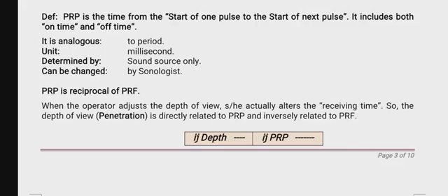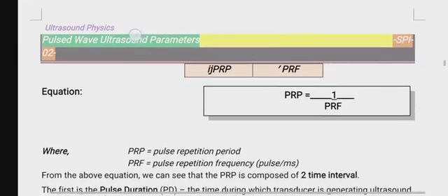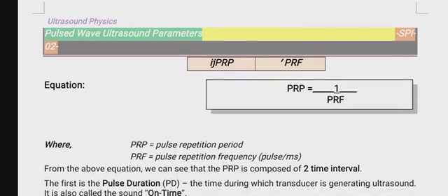When the operator adjusts the depth of view, he actually alters the receiving time. So the depth of view, that's the penetration, is directly related to the PRP and inversely related to PRF. So every time you adjust your depth, you have done something to your penetration and your PRP. So the equation for PRP is inverse. Of course, remember PRF is inverse PRP because they are inversely proportional. So it's vice versa.